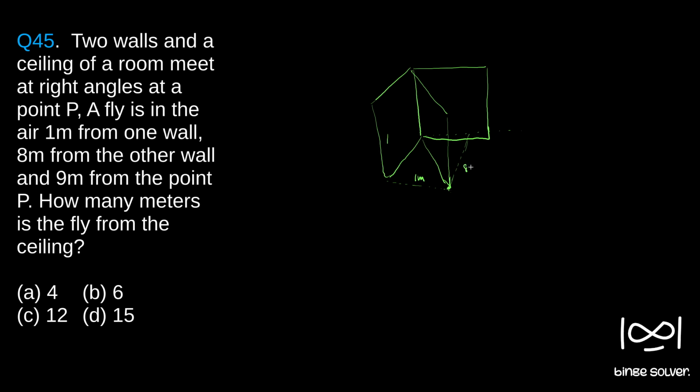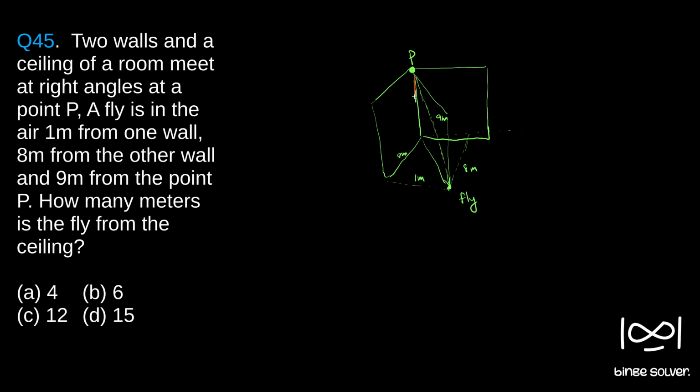This is 8 meters. So this is also 8 meters. 8 meters from and 9 meter from point P. So this is the point where ceiling and the walls meet, P. So if this is the point, this is where the fly is. It is given this distance. This distance is the distance from point P, which is given as 9 meter. So now, as you can see, I will use different colors.